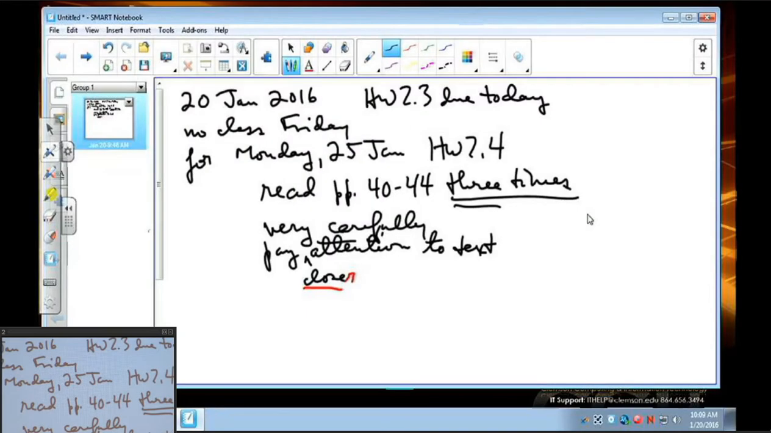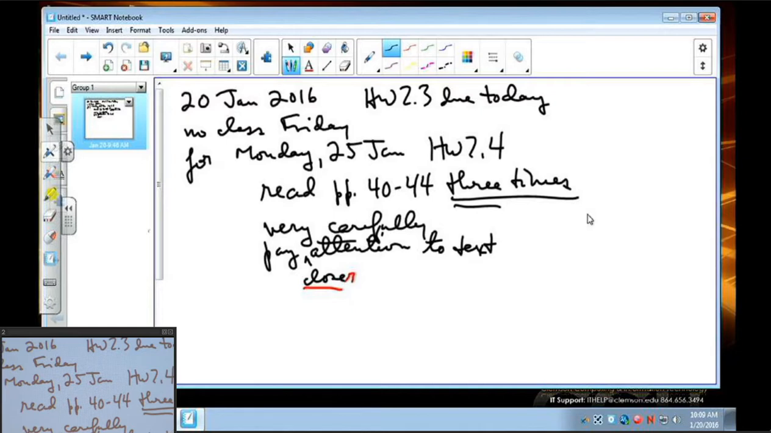Okay, so we're going to talk about the homework 2.3 that's due today. Hold on to it for now, we're going to go over it here in class. Be sure to hand it in at the end of class on your way out. But you can make corrections to your homework while we're discussing it. No class Friday, as I've mentioned before.